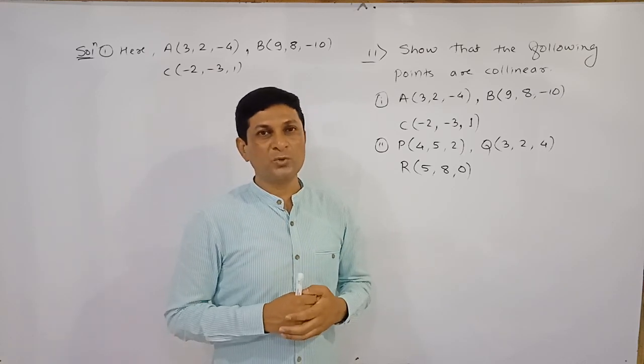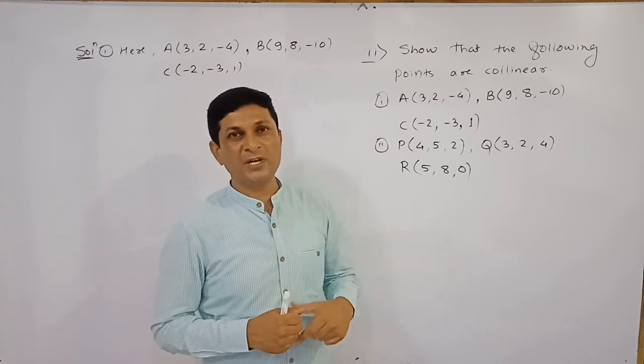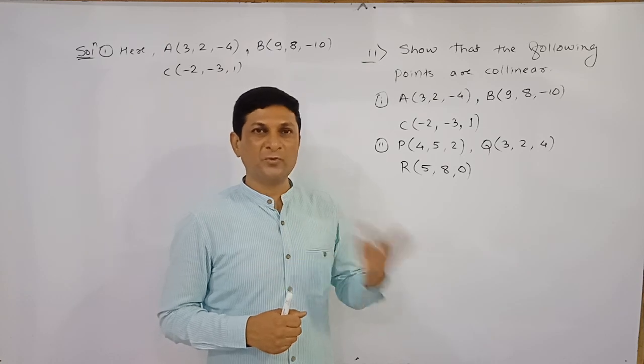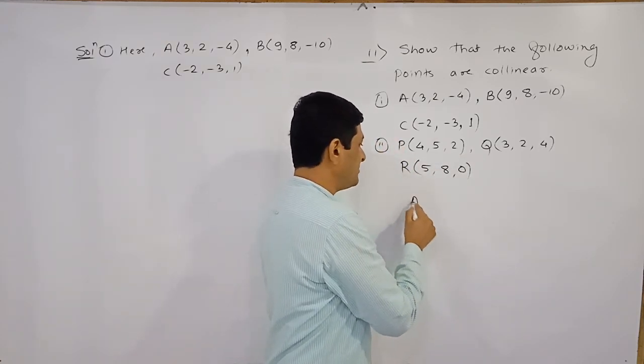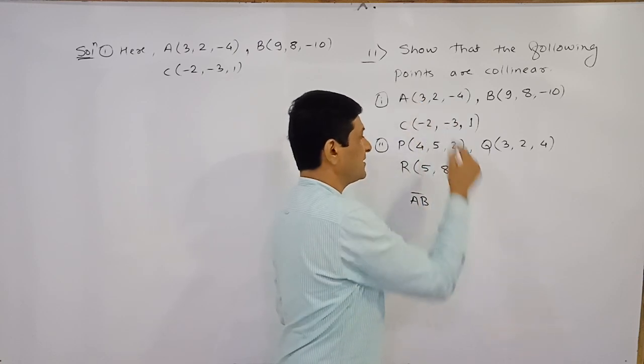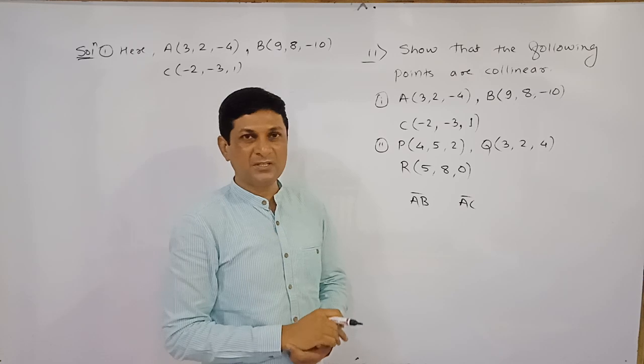To show that these points are collinear using the vector method, first we form 2 vectors from these 3 points. Suppose the 2 vectors are AB bar and another vector AC bar. So let us form 2 vectors using these 3 points.